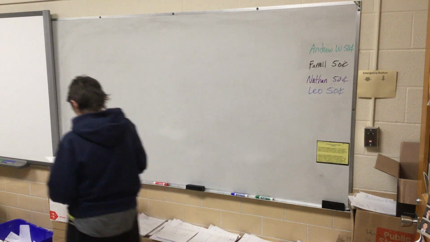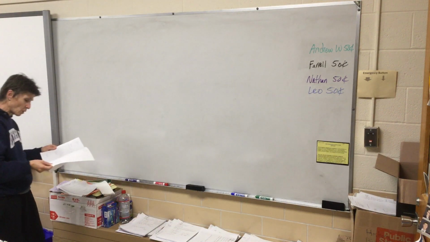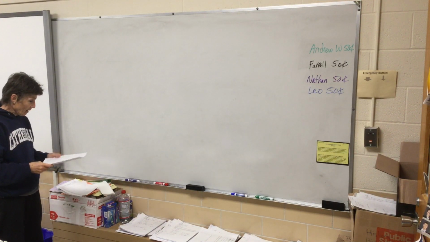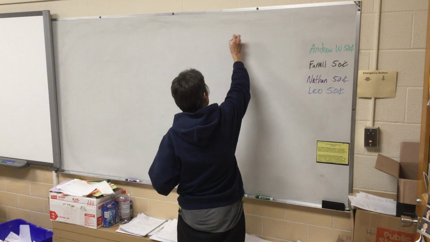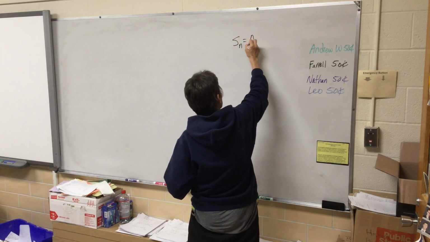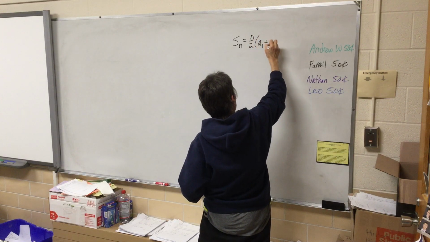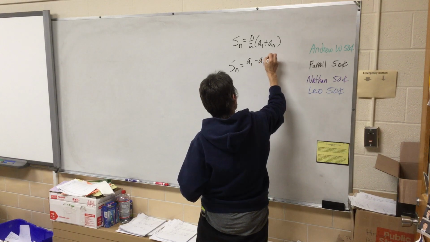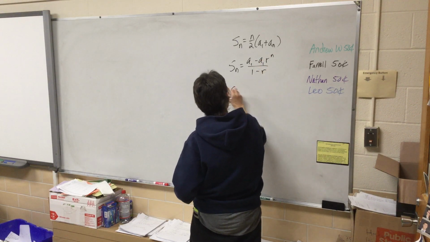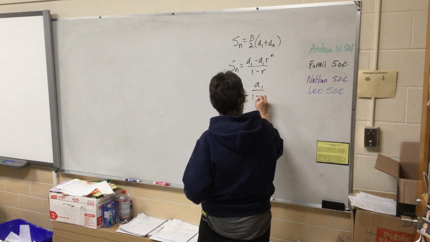Right, so we had started last time talking about sums. Just as a matter of refresher, let's write our formulas over here. For sums, we have n over 2, first plus last. We have a sub 1 minus a sub 1 r to the nth over 1 minus r. And we have a sub 1 over 1 minus r.